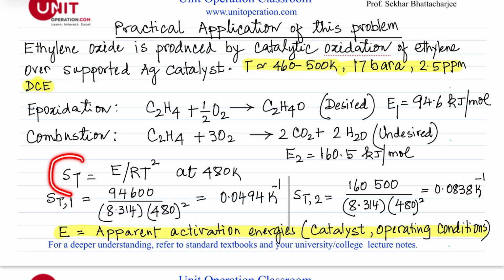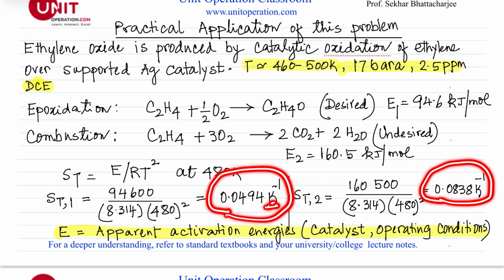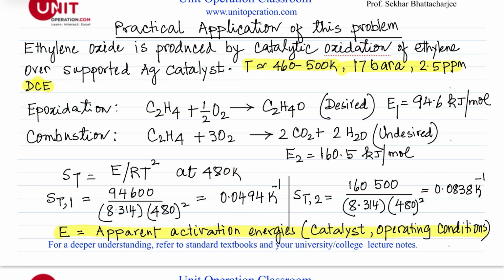If we define ST equal to E over RT squared, what we have seen before, at 480 Kelvin, if we do the calculation, we see this is the value of temperature sensitivity per unit Kelvin, and this is 0.08 per unit Kelvin. Let's call this an apparent activation energy, because a lot of things depend upon the catalyst, pores, catalyst active sites, operating pressure, etc.